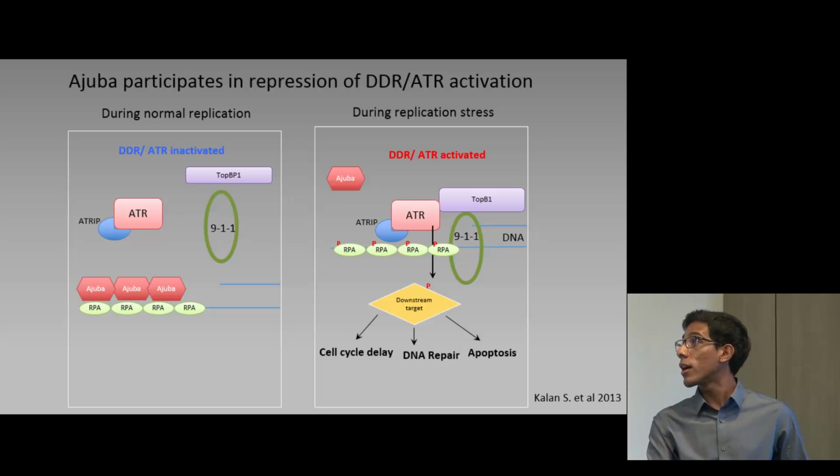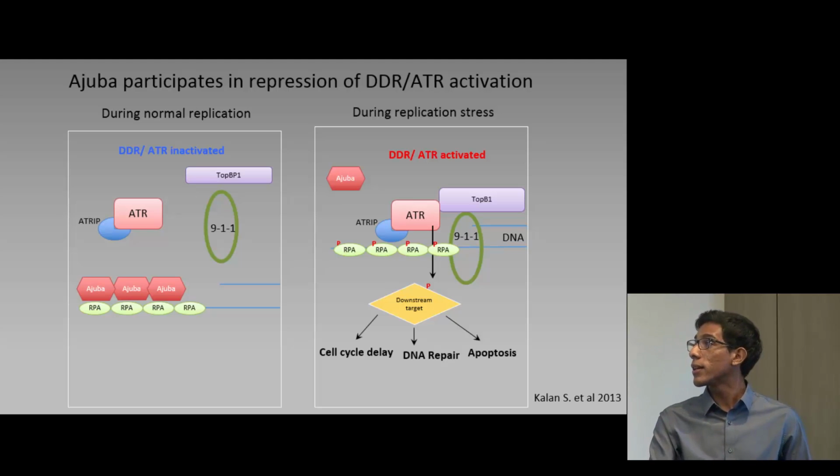If DDR and ATR is activated, you see that RPA and Ajuba are not interacting. Ajuba is totally depleted from RPA.